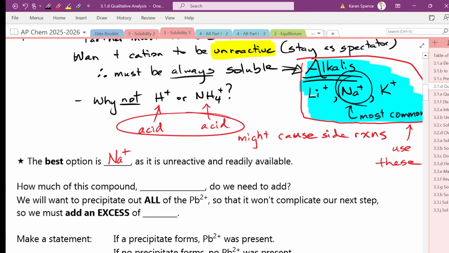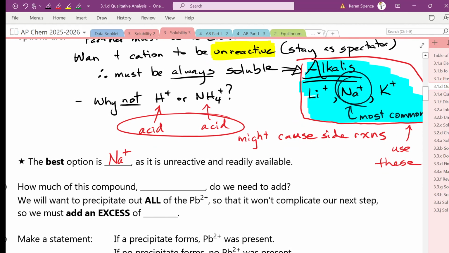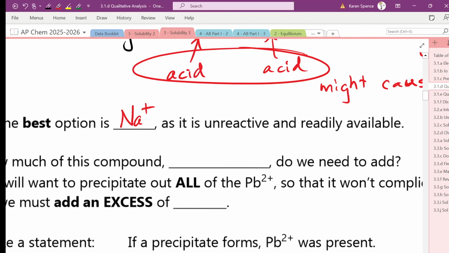We're almost out of time, so how much of this compound do we need to add? Well, we want to make sure that if there is lead there, that we precipitate all of it. Because anything else we add to check for calcium later will also precipitate lead. So if we don't get rid of all the lead, and then we add the thing that's supposed to show if there's calcium or not, maybe we're like, oh, there's calcium, except it was just leftover lead. So we have to get rid of all of the lead.